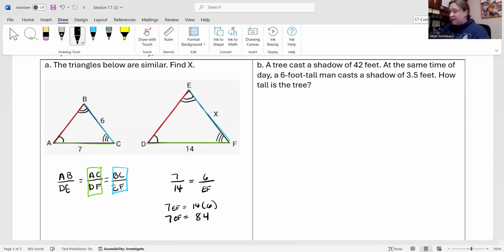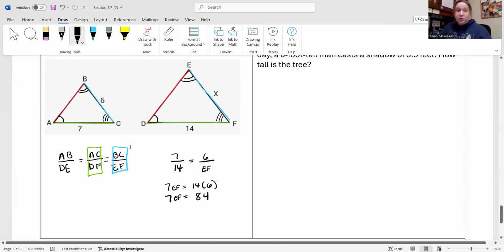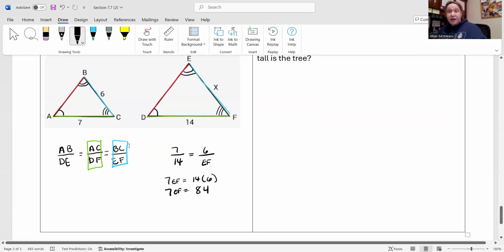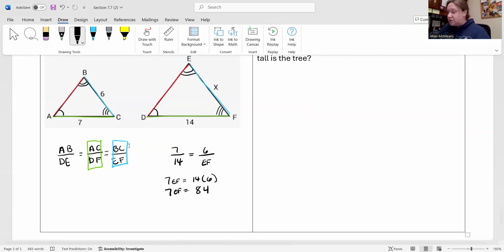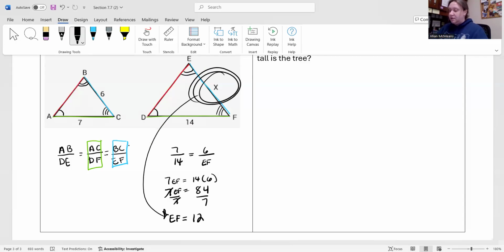So we have 7 times EF equals 84. Well, I want to get the value for EF, so I want to get EF alone. The issue is EF is being multiplied by 7, so I divide both sides by 7. 7 divided by itself is 1. 1 times EF is just EF. And then 84 divided by 7 is 12. So that tells me this length right here is 12 units long.